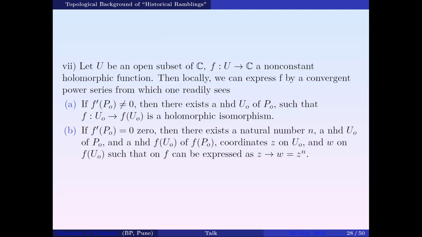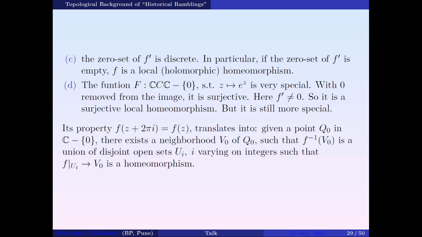And more importantly, this is the singularity case, where the derivative is 0. Then there exists some unique natural number n, and a neighborhood of that point, such that after choosing the proper coordinates at your disposal, the space is there, and the structure of complex numbers is there. So you can choose coordinates so the map is z goes to z to the n. And in general, the zero set of f prime is discrete.